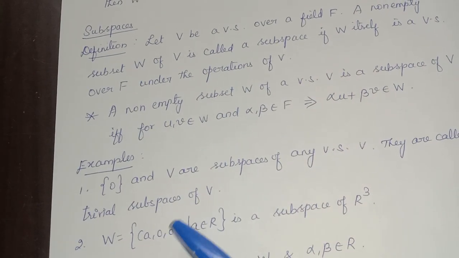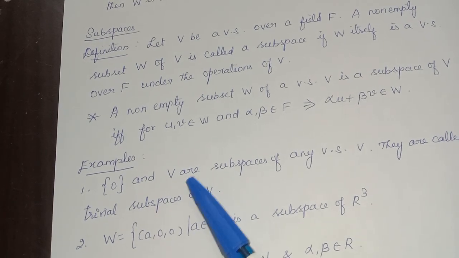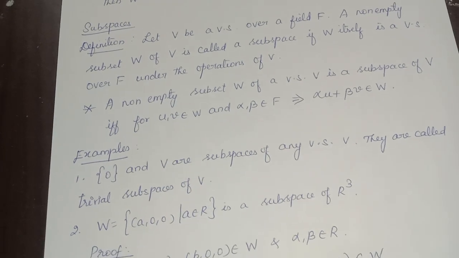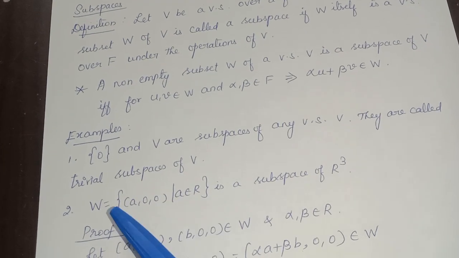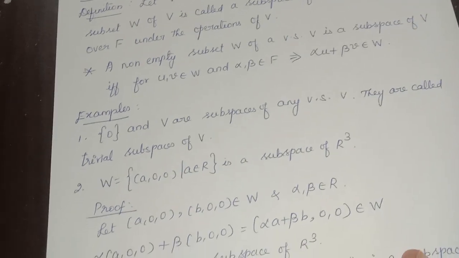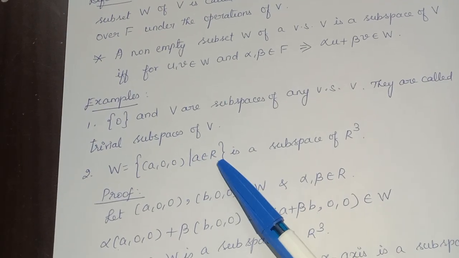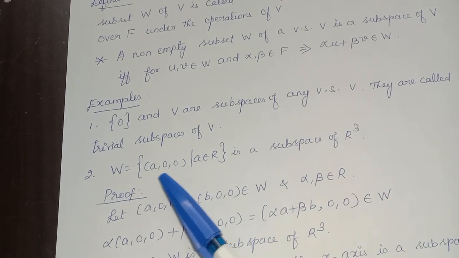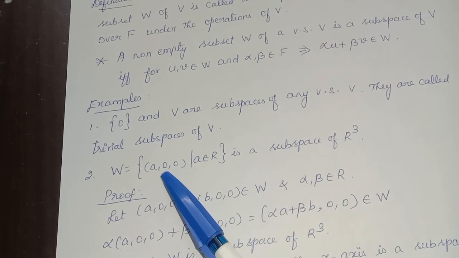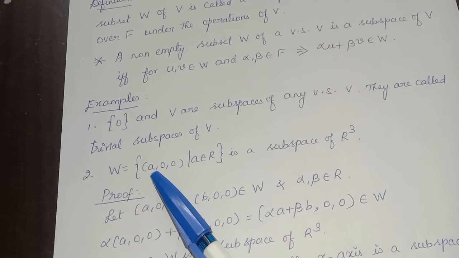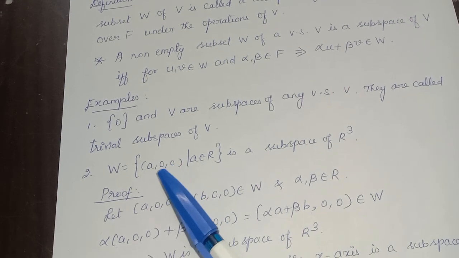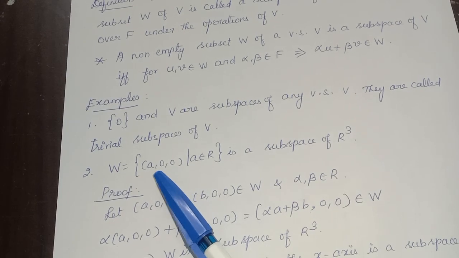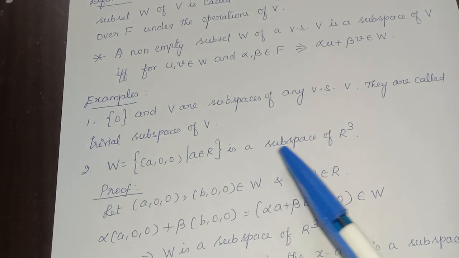If V is any vector space, then the singleton 0 and V itself are subspaces of V, and they are called trivial subspaces of V. And then consider this one, W equal to the triplets (a, 0, 0) where a is a real number. This forms a subspace of R3. Can you see what this is? It is nothing but the set of all points on the x-axis. Only the first coordinate is there and the remaining two coordinates are 0, that is, the x coordinate is a, and the y and z coordinates are 0. This forms a subspace of R3.